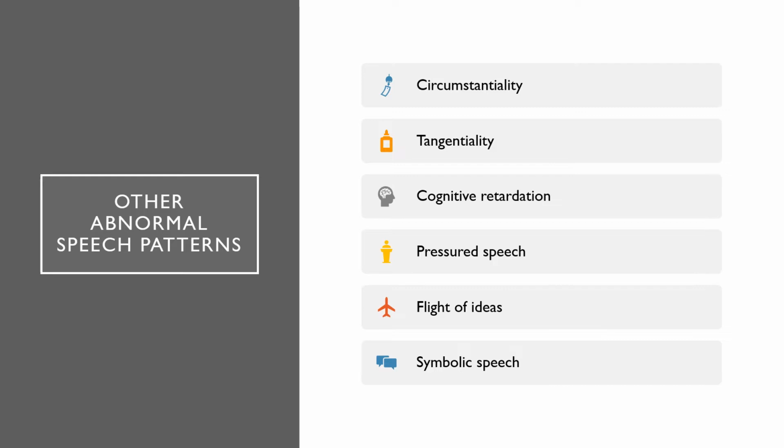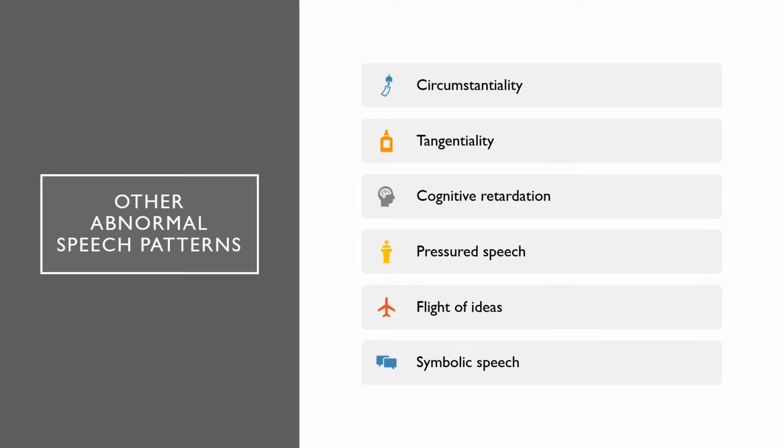Some other abnormal speech patterns that we can think about are circumstantiality, and this might include unnecessary and often tedious details in conversation, but they eventually reach the point. Tangentiality is similar to circumstantiality, but they tend to wander off topic or go off on tangents and never really reach that point. Cognitive retardation is just a generalized slowing of thinking, which is represented by delays in responding to questions or difficulty finishing those thoughts.